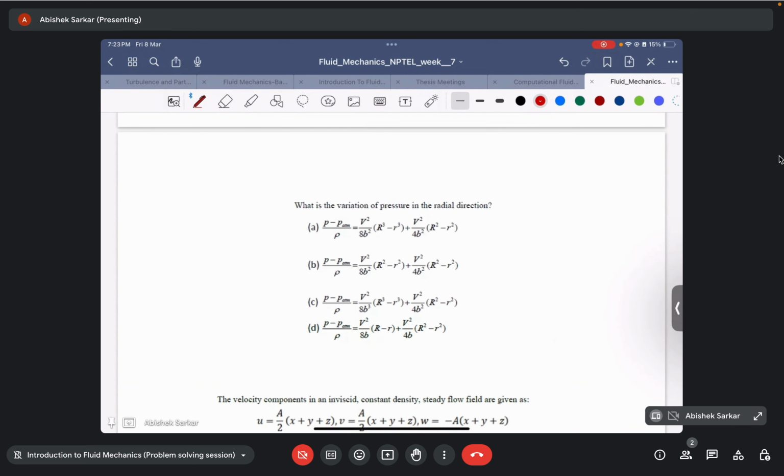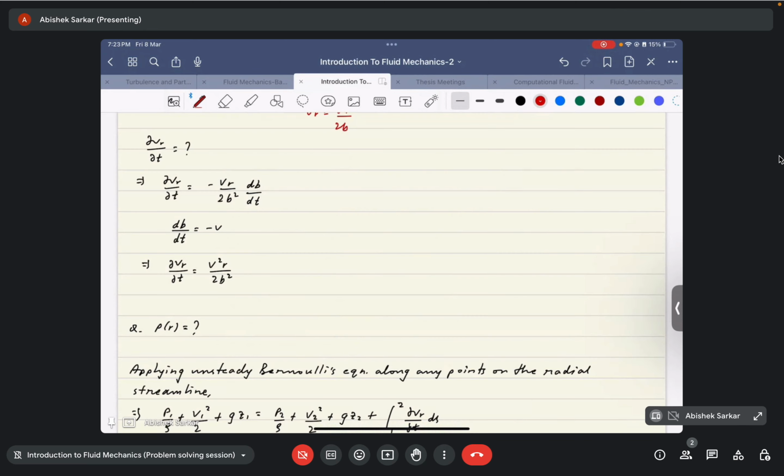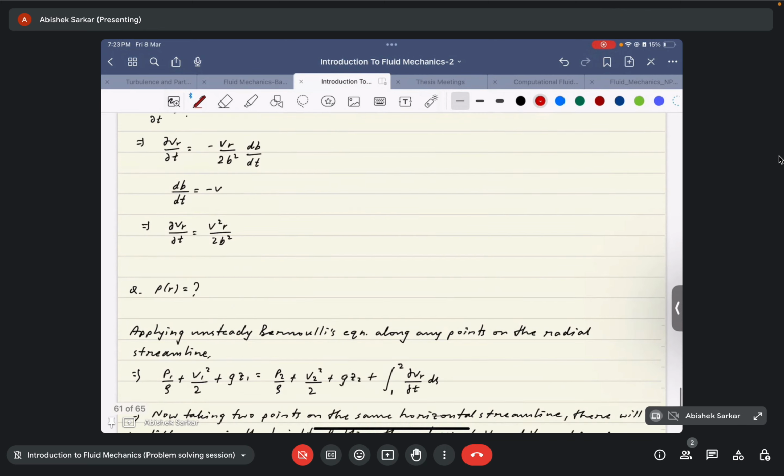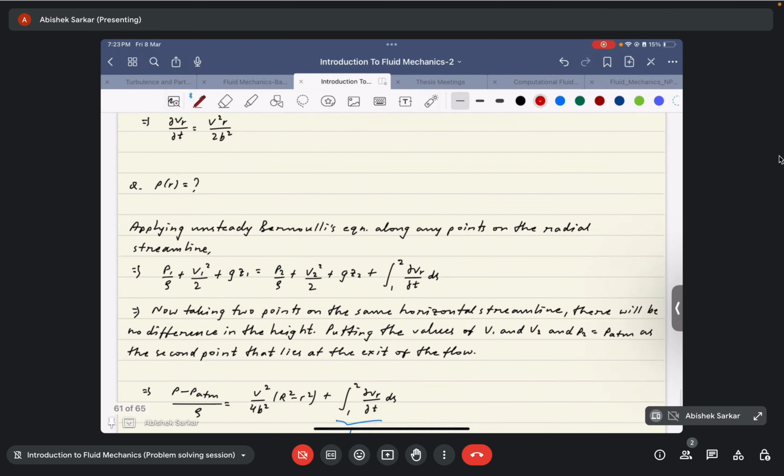So we can now implement the unsteady Bernoulli's equation to find the pressure distribution, right? Because some problems can be simplified by taking certain assumptions. So instead of using the Euler's equation, we can directly use the unsteady Bernoulli's equation. Once we take the assumption of the fluid to be inviscid and the density to be constant, we apply the unsteady Bernoulli's equation.